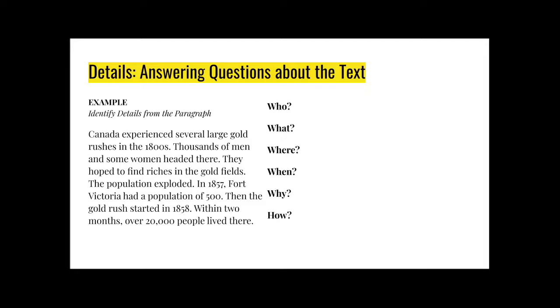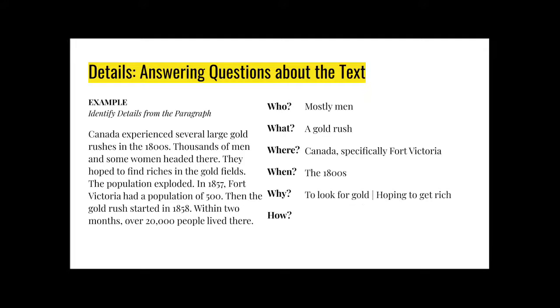Who is the passage about? Well, as we can see in the second sentence, it's mostly men. What is it about? Well, it's about a gold rush. Where? In Canada, specifically Fort Victoria. When is the action taking place? Well, the gold rush occurred during the 1800s. Why is the action taking place? Well, these men are taking part in the gold rush to look for gold, and they're hoping to strike it rich. How is this information important to me? Well, that's not really answered in this paragraph.